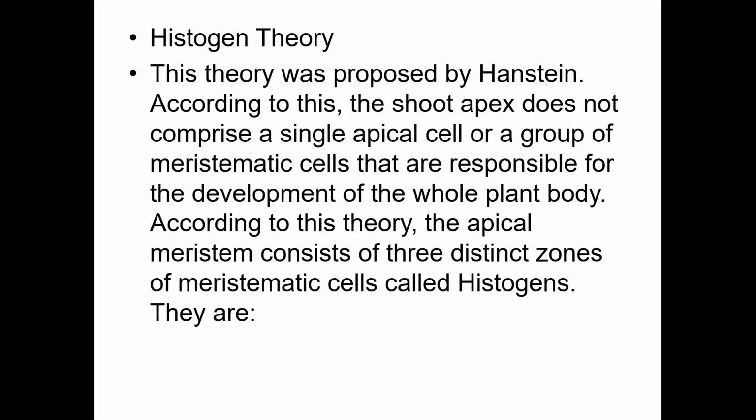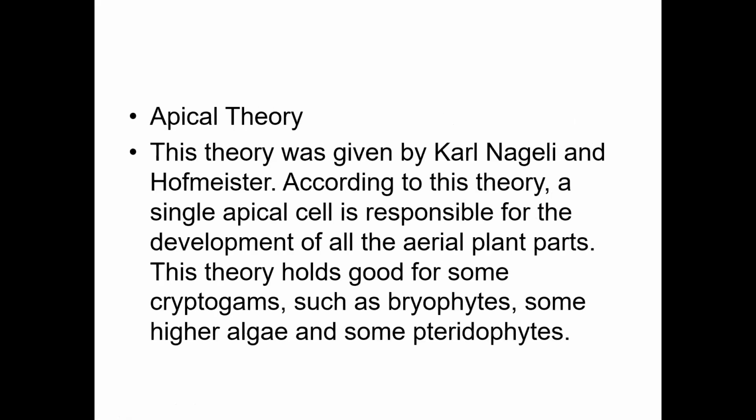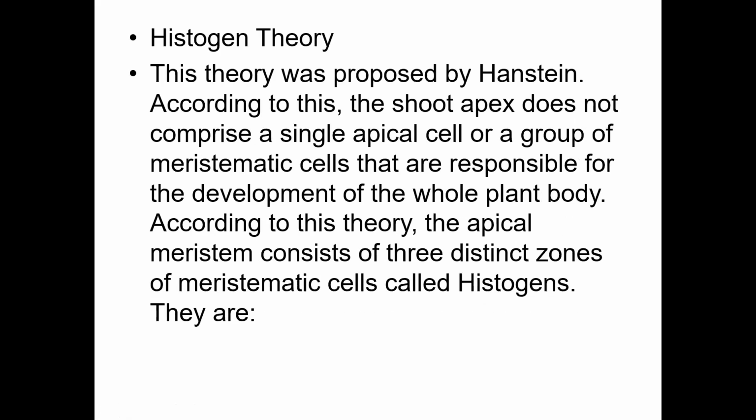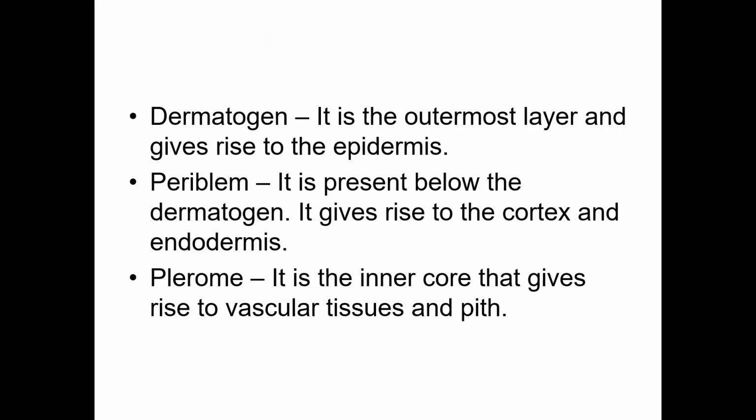So the histogen theory was proposed by Hanstein. According to the apical cell theory, all aerial parts are developed from a single apical cell. But according to the histogen theory, all aerial parts of the plant are formed by a group of meristematic cells called the histogens. Here 3 distinct zones of meristematic tissue are differentiated: dermatogen, periblem, and plerome. The epidermis is formed from the dermatogen, the cortex and endodermis develop from the periblem, and the inner core, that is the vascular tissues and pith, develops from the plerome, according to the histogen theory.